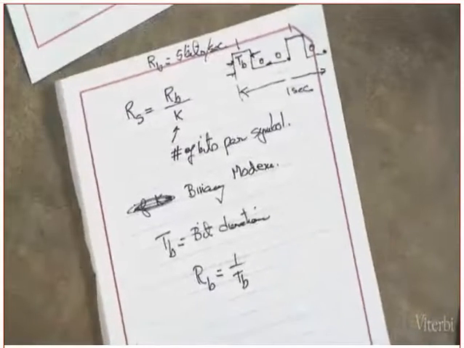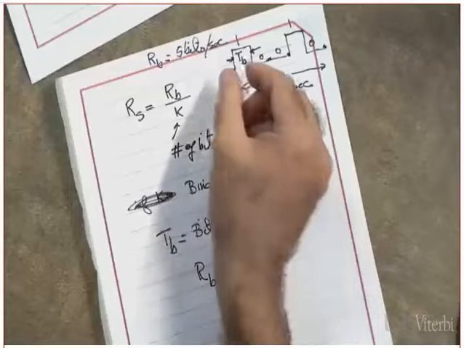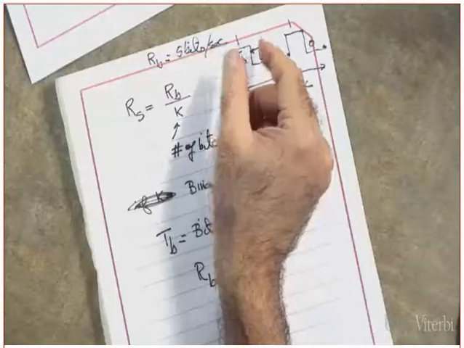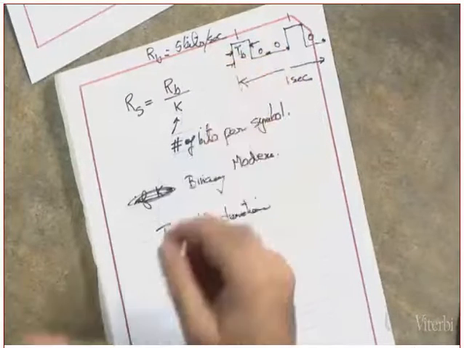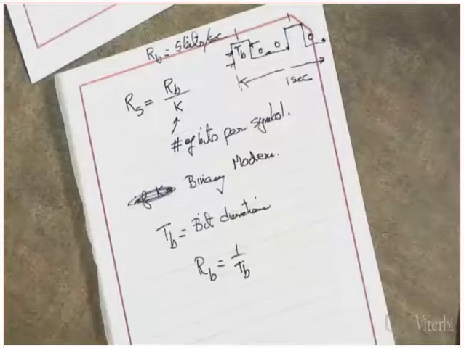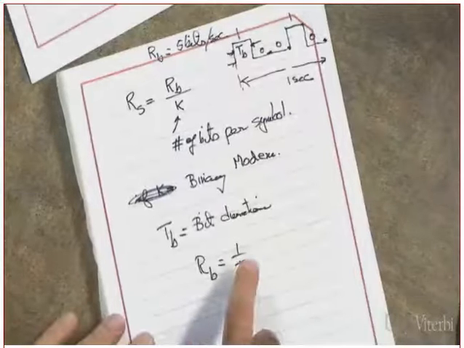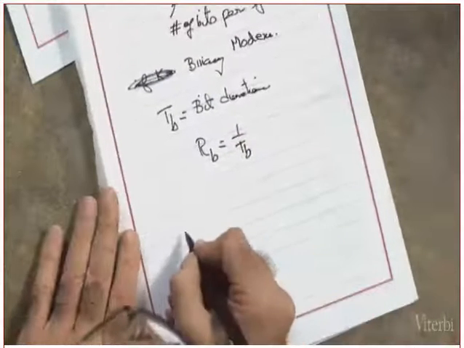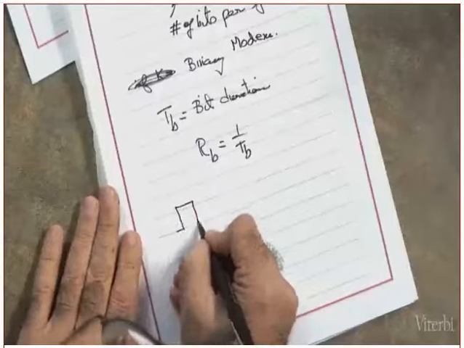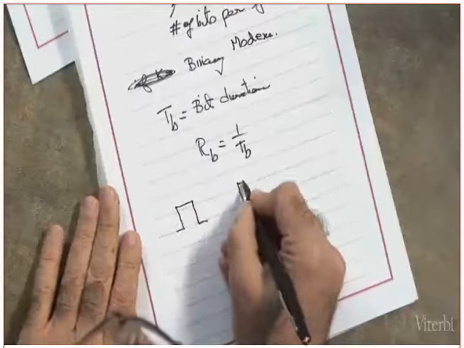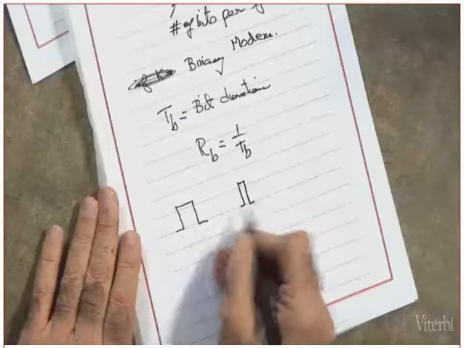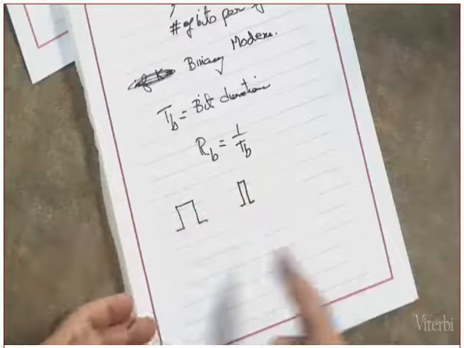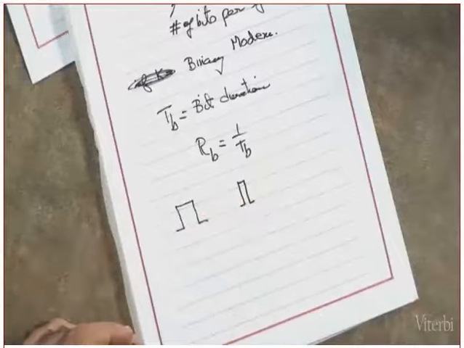Yes? Now, I want you to understand one thing here. If you make TB narrower and narrower, what does that imply? You are transmitting faster. I want you to look at this pulse. And I want you to look at this pulse. Both of them are in which domain? In the time domain. Can you tell me in the frequency domain what will be the difference between them?